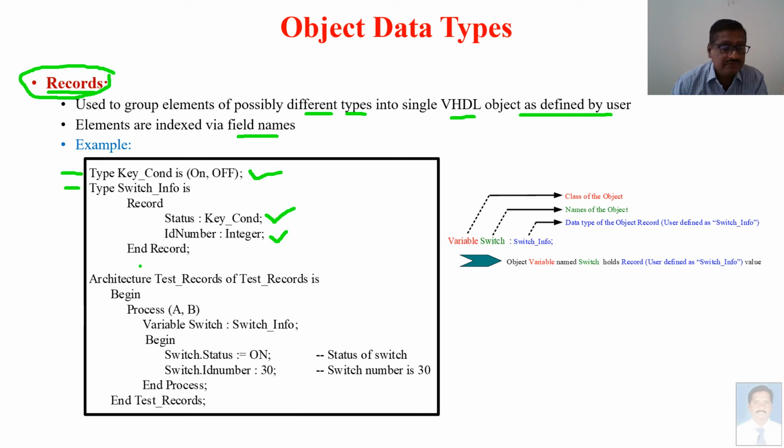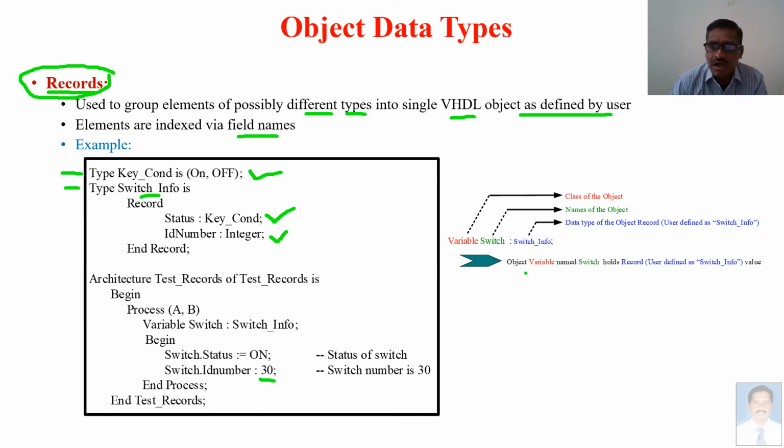Now how is the program for this? Process AB, variable switch info, begin, switch on, switch ID number 30. It means ID number 30 is on. In this way records can be used, because we are combining two different types into a single VHDL object. In such cases we will use the record. Here we have variable switch and switch info, and we are interested in the switch info.